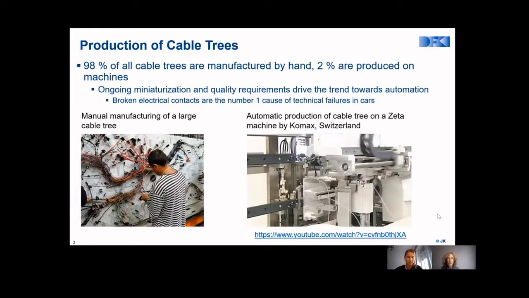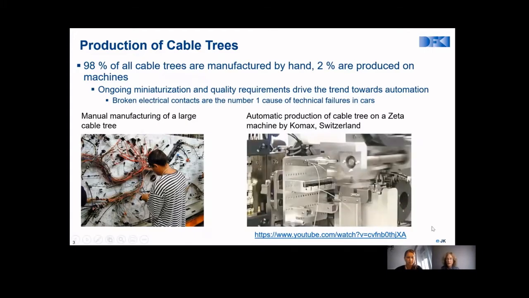The production of cable trees mainly proceeds by hand. Today, 98% of all cable trees are manufactured by hand and only 2% are produced on machines. This slide shows on the left a picture of the manufacturing of a large cable tree by a human person. On the right, we see the automatic production of a smaller cable tree on a Zeta machine by the company Komax in Switzerland. Let's watch this video.